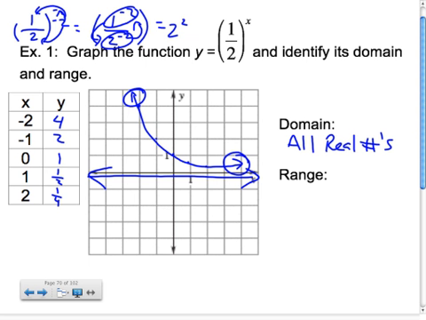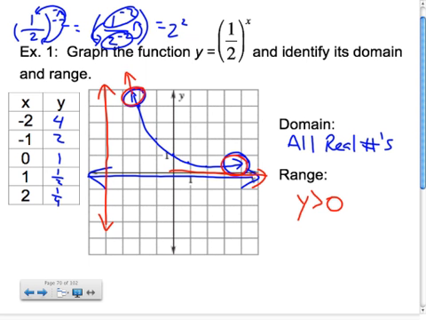Now when you look at your range, we're looking at the y value. We ask ourselves, is there a restriction on how far up or down this graph is going to go? Well, this arrow indicates this thing's going to keep going in this direction as far as we can see. However, this arrow indicates that we're going to continue going to the right, but we're not necessarily going to keep going down. In fact, we can only get as close as possible to the x-axis, but we're never going to hit it. And so your range is going to be all y values that are greater than 0.